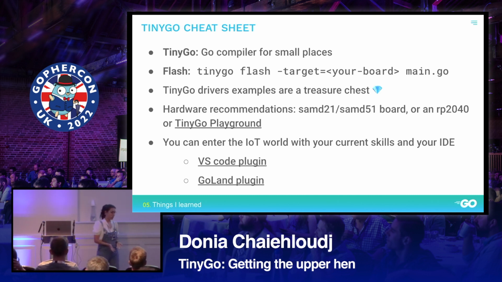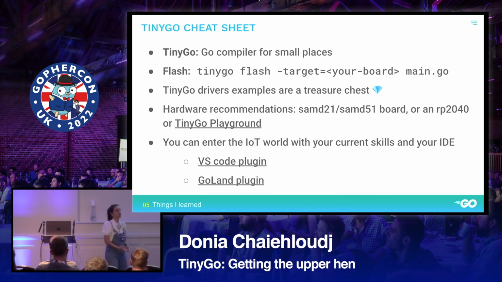TinyGo drivers examples are a treasure chest. I used them a lot at the beginning before moving things around. They can have bugs. But the first time I used the DHT, I actually fixed it, and it was the first time that I could contribute to TinyGo. I was very happy to be a contributor of TinyGo for the first time. So that's also an interesting way to contribute to open source projects.